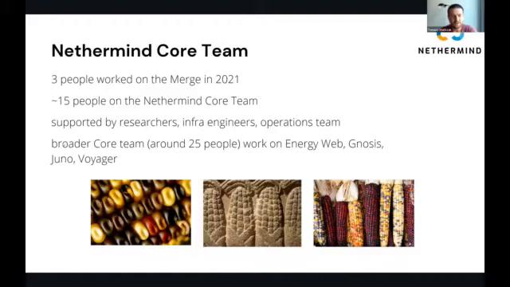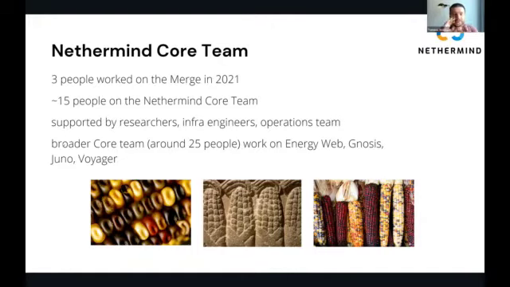Everything starts with the core team that was building the Nethermind Ethereum client. And this is also the team that mostly worked on the merge in the last year. So with the merge, really in the early days, there were 3 people dedicating their full time to the merge. But nowadays it's maybe around 15 people on the core team who work on the merge in various ways, like contributing fixes, testing, communicating with the community, supporting research, building infrastructure, and so on.